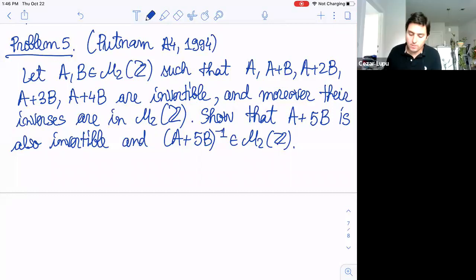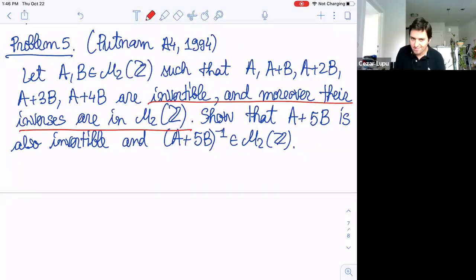Here we have to point out a small thing, but maybe we'll realize this. What happens? So look, the matrices are invertible and their inverses are in M2 of Z. So this should immediately pop out something inside you, like it should ring a bell. So when a matrix with integer entries is invertible, and moreover, the inverse also has integer entries, something happens. That's the first observation you need to make.